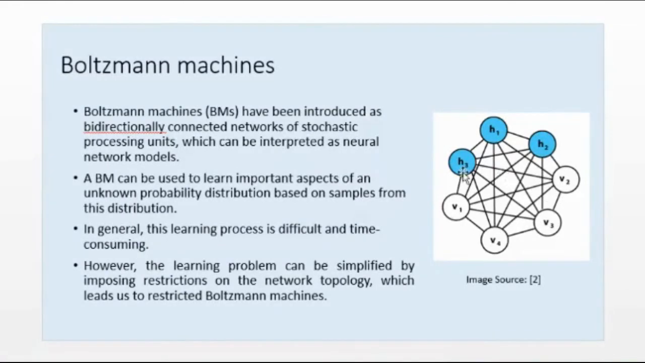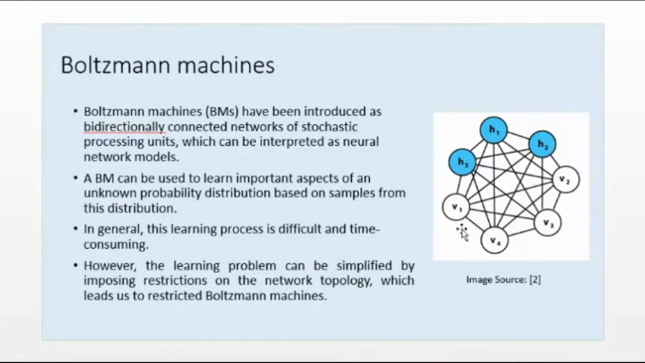But here, since every node is connected to every other node, the computational cost will increase if there are many intermediate nodes. And the second problem is that since the hidden nodes are connected to each other, sometimes the output may be biased. To avoid those things, we impose a restriction: we remove these links, H1 to H2, H1 to H3, H2 to H3. Similarly, V1 to V4, V4 to V3, and V3 to V4.